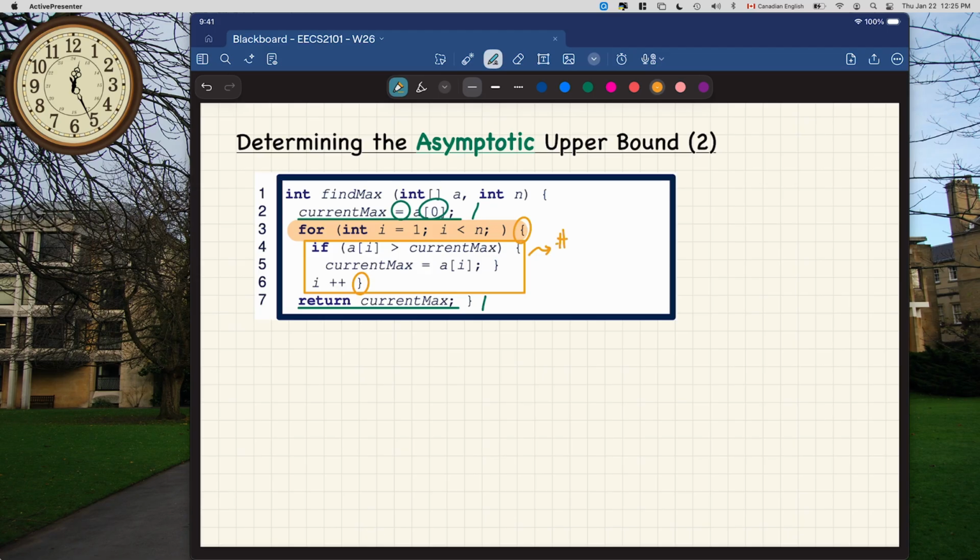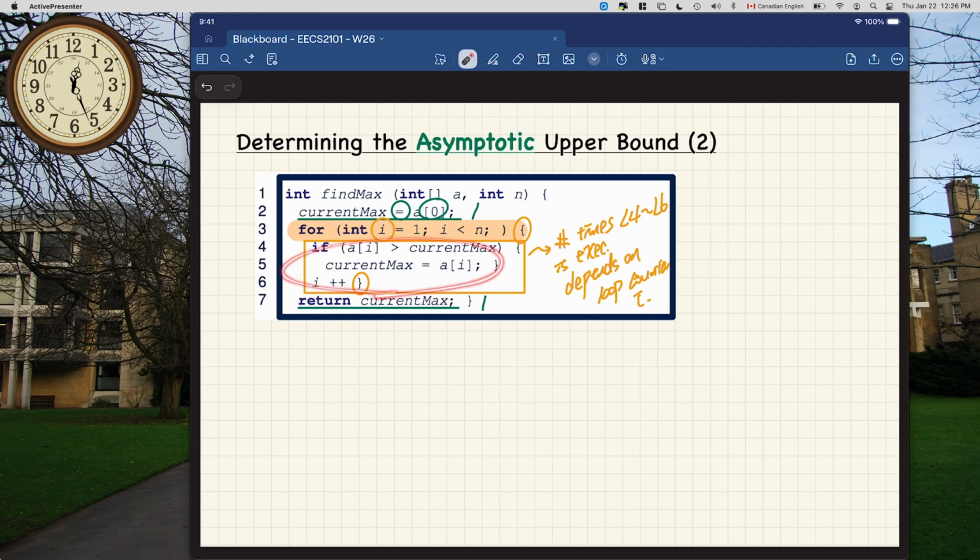The number of times line number 4 to line number 6 is executed depends on the loop counter I, right? Because I is going to determine how many iterations we have. Agree? So you can think about each time we execute a loop for 1 iteration, we have to execute a whole block, right? What about just individual execution for that block?